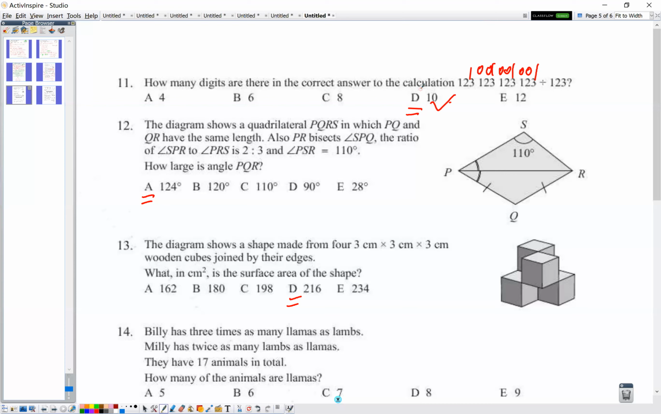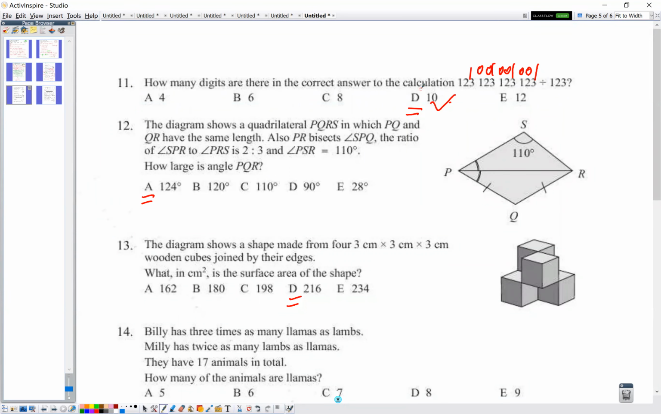Now look at next one here. Question 13. Question 13, what question asks you for? The question gives you say each of the cubes.